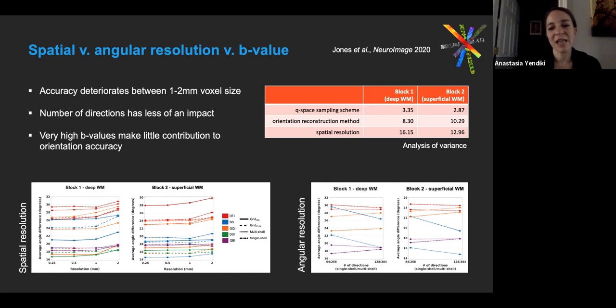The number of directions, shown here on the right, has less of an impact on the accuracy. And interestingly, very high B values make little contribution to orientation accuracy. Very high B values would be similar to the 10,000 B values in vivo that we get from the connectome scanner. Again, these were ex vivo data, so we went up to 40,000, which is roughly equivalent to 10,000 in vivo. So, given the great importance of spatial resolution, if you have some time to spare to collect your data, it's better to make your voxel smaller than to collect a ton of directions.